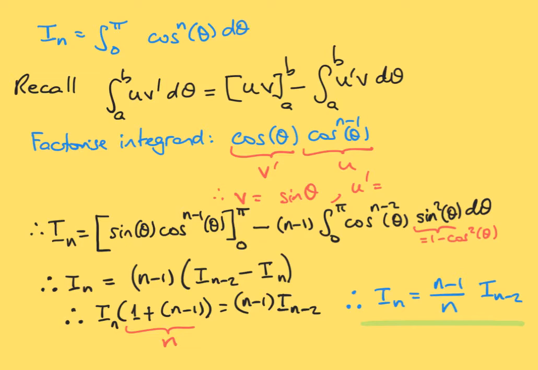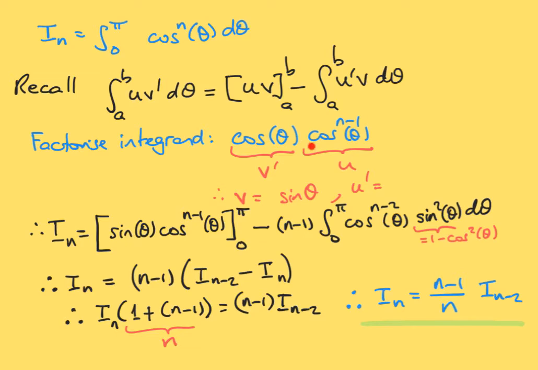V prime, the derivative of v, is the cosine of theta. So its integral is the sine of theta. We can be confident about that by just checking if we differentiate it, do we get that? And yes, we do. The derivative of sine is cosine.